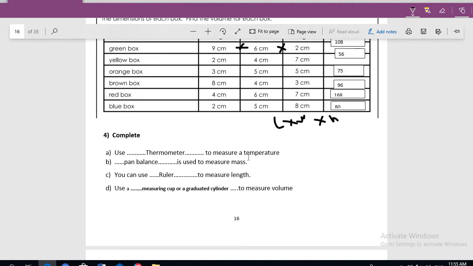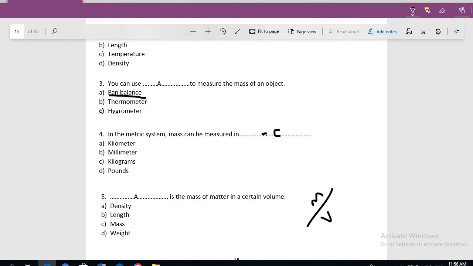What do we use to measure temperature? We use a thermometer. To measure the mass or weight of something we use a pan balance. To measure the length we use a ruler. To measure the volume of Pepsi or any liquid, we use a measuring cup or graduated cylinder that is present inside the lab. This is called a measuring cup.